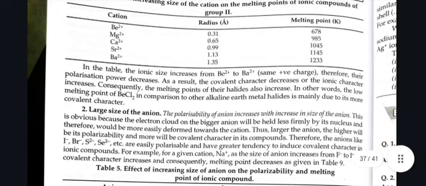In other words, the low melting point of BeCl2 in comparison to other alkaline earth metal halides is mainly due to its more covalent character. Larger size of the anion. The polarizability of an anion increases with increase in size of the anion.